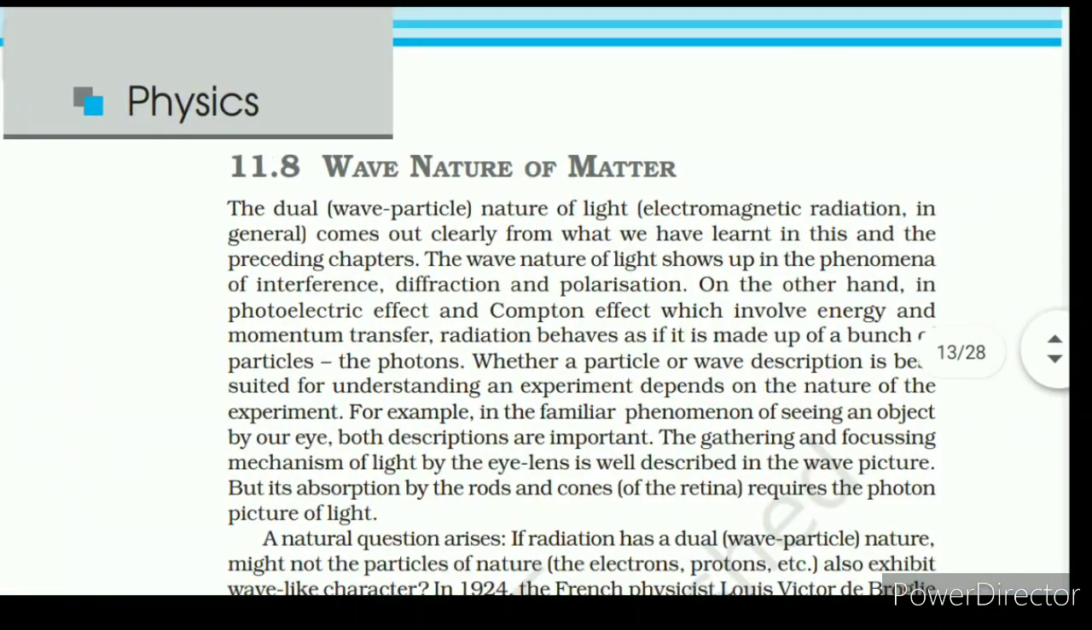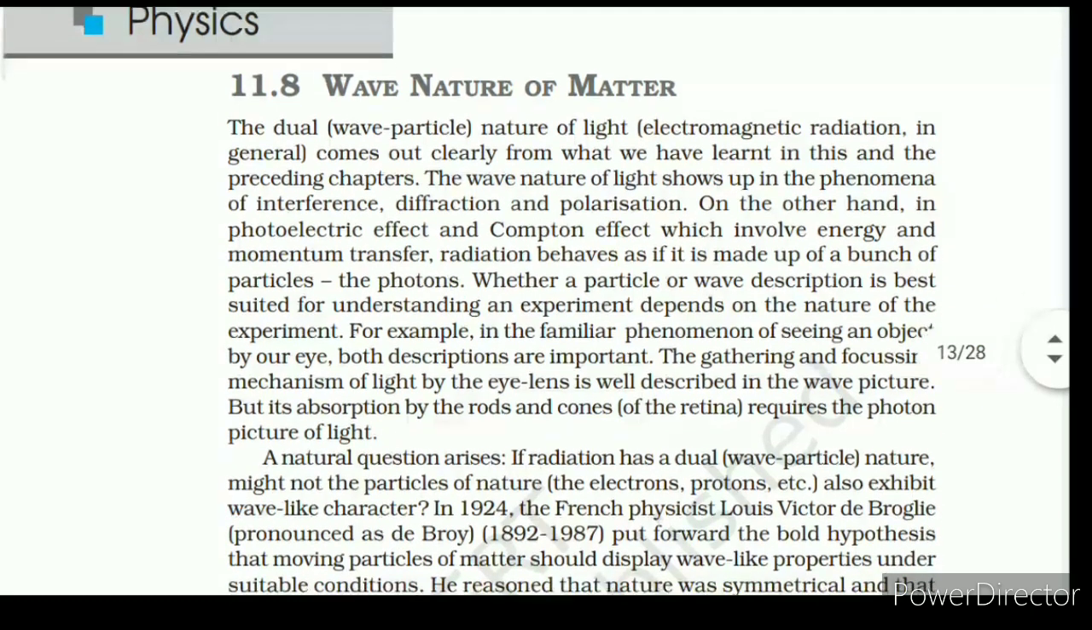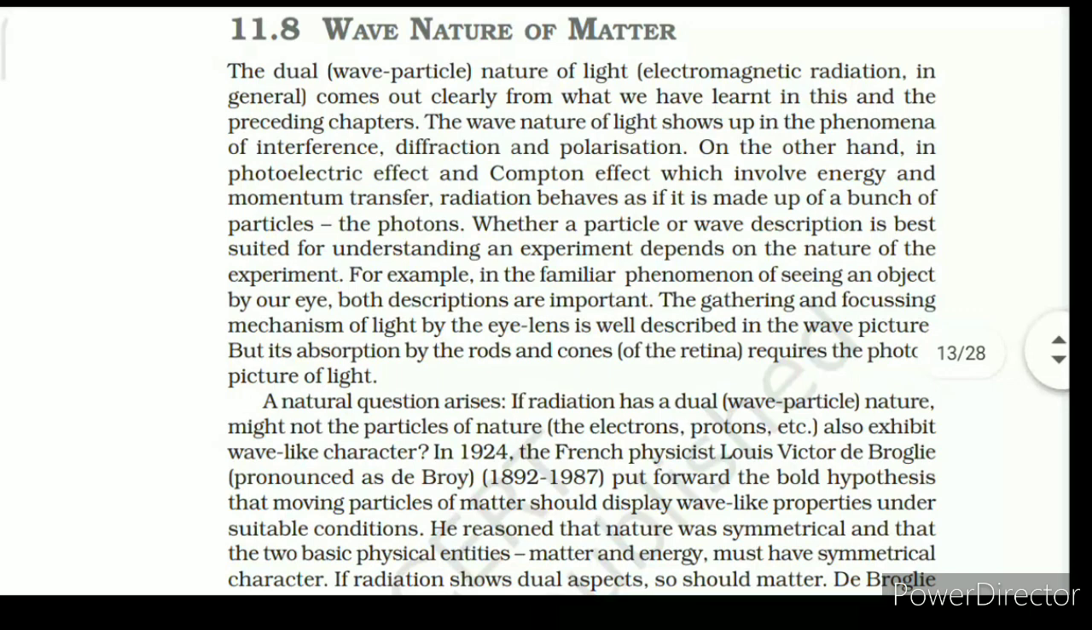In 1924, the French physicist Louis Victor de Broglie put forward the bold hypothesis that moving particles of matter should display wave-like properties under suitable conditions. He reasoned that nature was symmetrical and that the two basic physical entities, matter and energy, must have symmetrical character. If radiation shows dual aspects, so would matter.